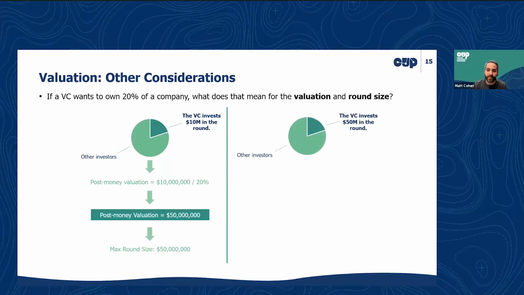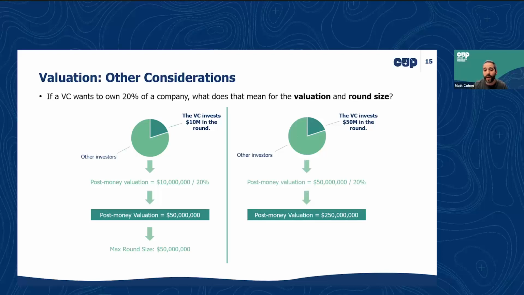So you can see how that changes if there's a VC who likes to own 20%, but their check size is $50 million. You can do the same math and say, okay, well, now the post-money valuation is 250. So max round size, at a pre of 0 is 250. So, the larger check writers who want to own 20%, well, they might still also peg themselves to a 20% ownership, but, if they write larger checks, they can now support investing in much larger rounds.